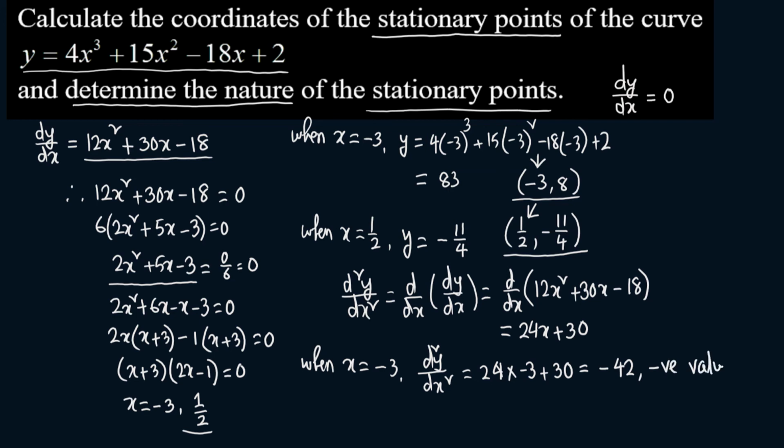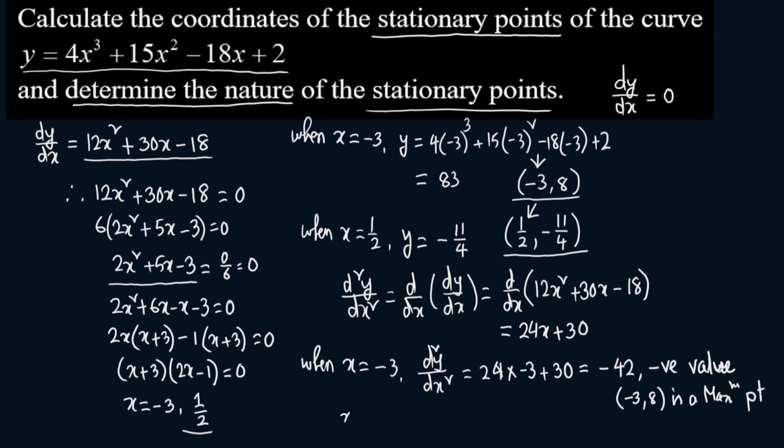This is very important, you need to write it. If it is a negative value, then the point we have, minus 3, 83, is a maximum point. So this is the nature of the stationary point. The first point we got is a maximum point.